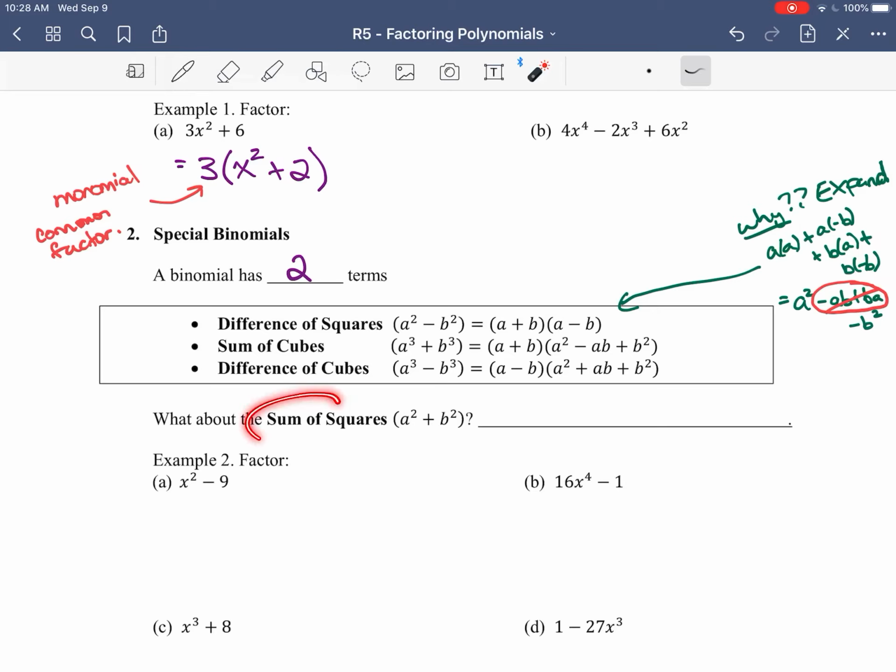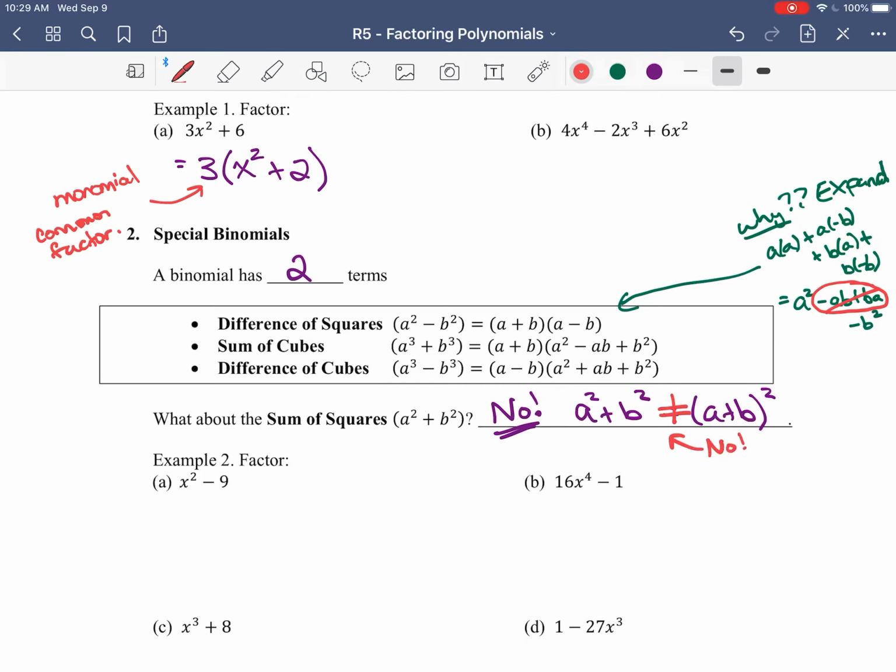Now, what about the sum of squares? Okay, so I have a formula for sum of cubes. Why did I not have a formula for sum of squares here? Okay, now, many people, so there's no formula for this. Often you can't factor these. So what's very tempting to do is to write that this is a plus b squared. Okay, so this is not true. So I'm going to write no again.